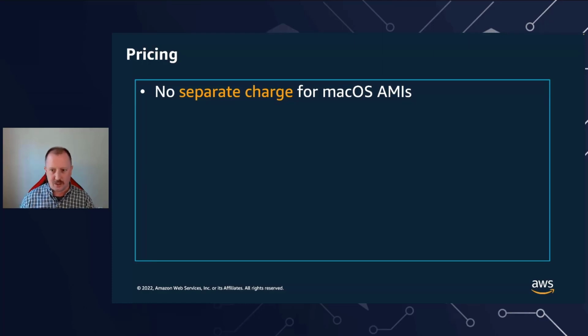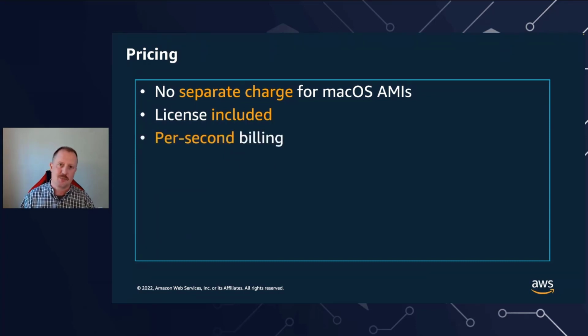Just like any other EC2 construct, the macOS license comes with EC2 and is included. We do not charge additional for macOS. And again, like I said before, it's per second billing. The host is the unit of billing, not the instance. The host is the unit of billing, and it's always done per second.